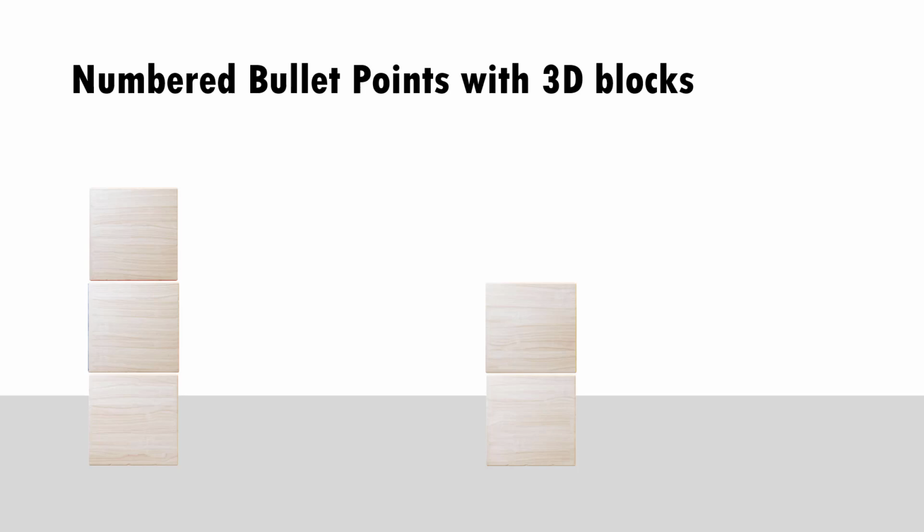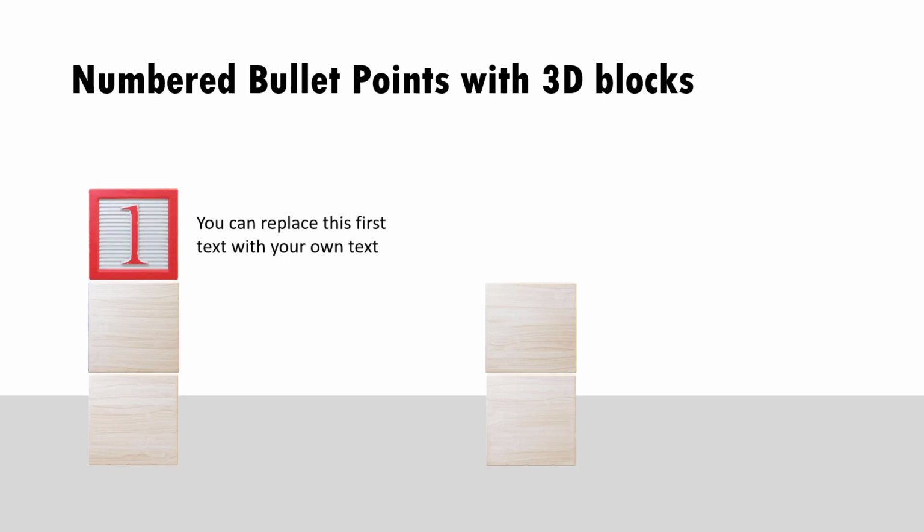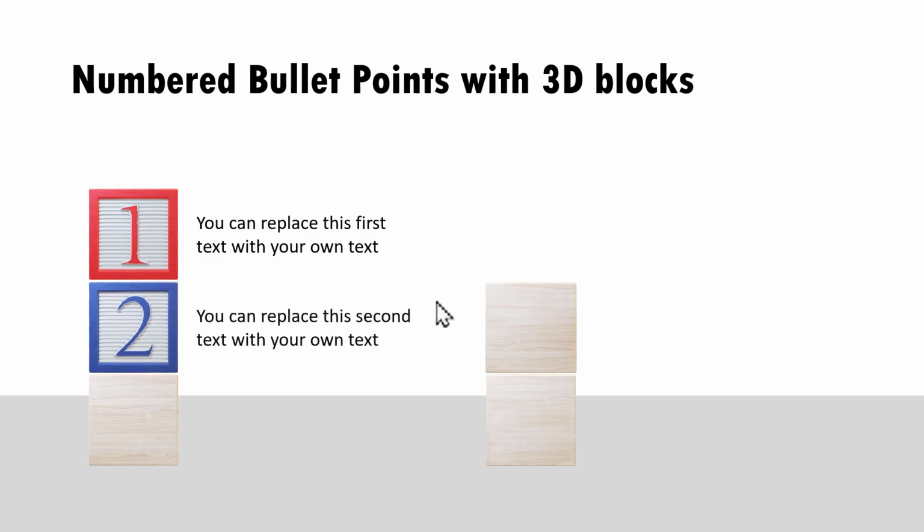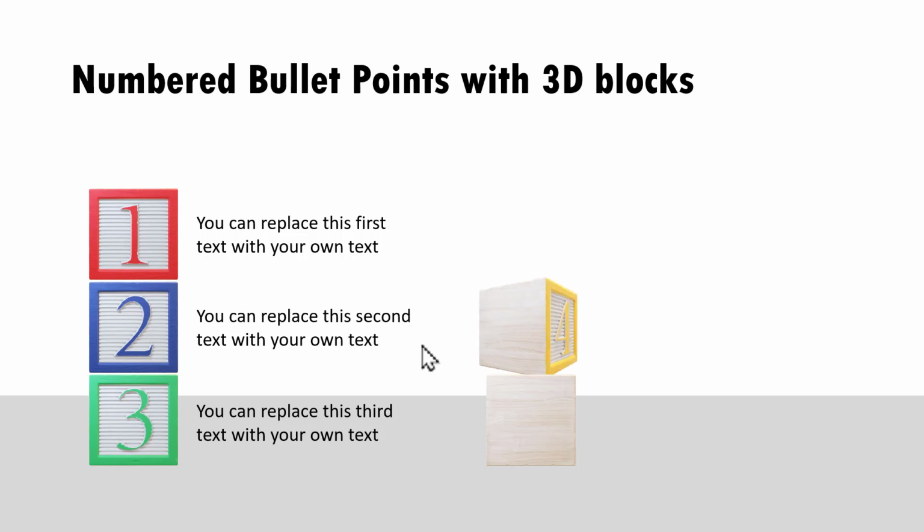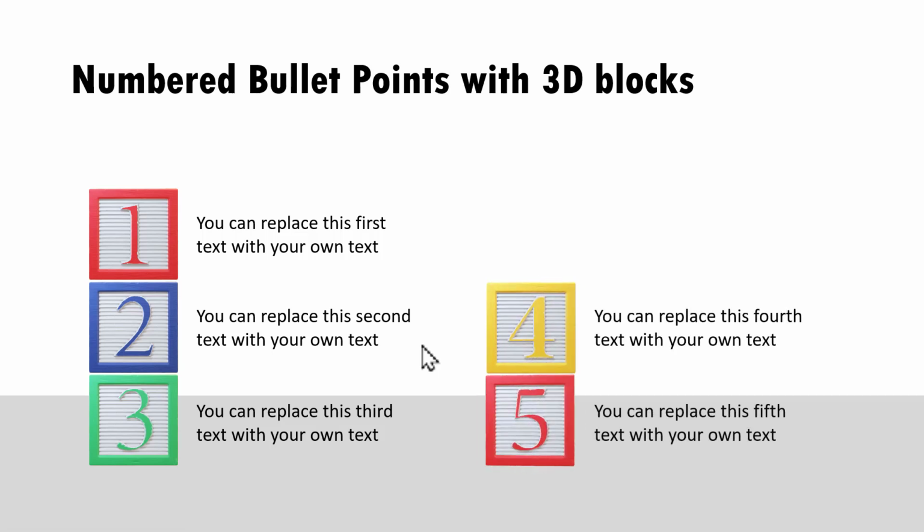The easy yet stunning numbered bullet list with 3D blocks and morph animation for teachers looks like this. Can you see here? On a click, I have the first block revealed. Once I finish the explanation, I click and the second block is revealed. See, the revelation happens in a different way. And then the third block, and then the fourth block, and the fifth block.